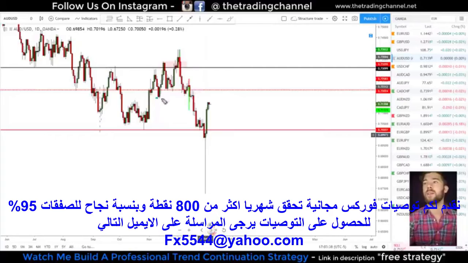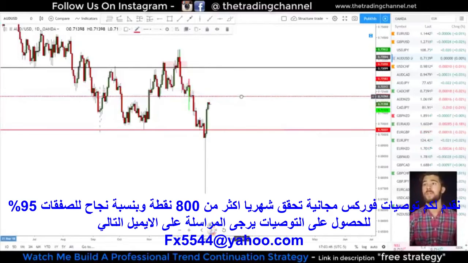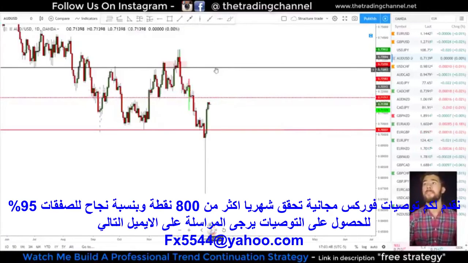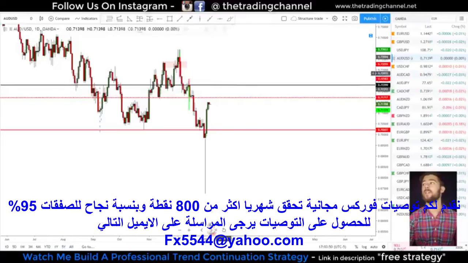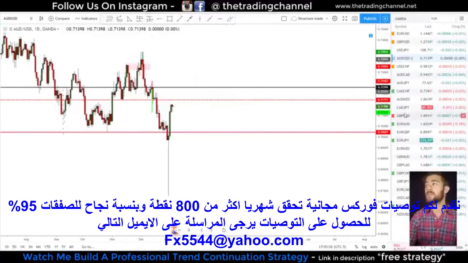We're now looking up at previous levels of support and resistance, which are here and here. So let's draw horizontal lines on those. We're looking right here and right in here, which means that when this market gets up to 0.7171, that's an area we're looking for a shorting opportunity out of the Aussie dollar.